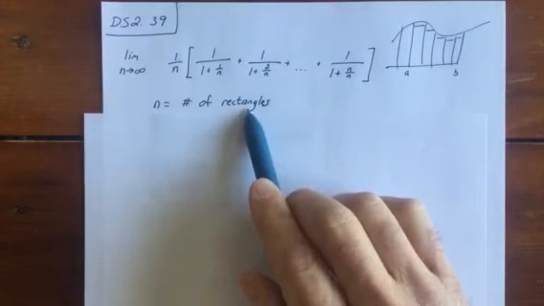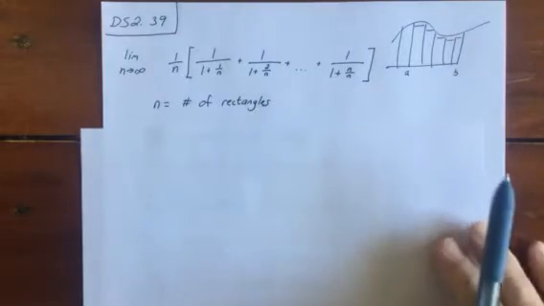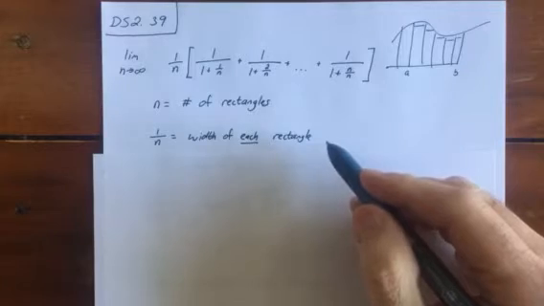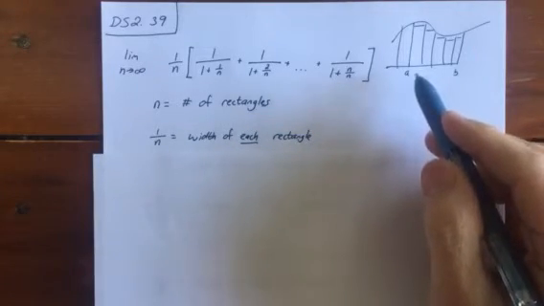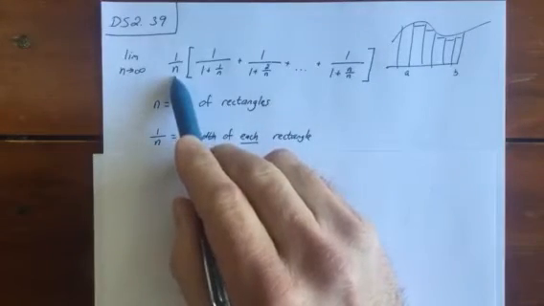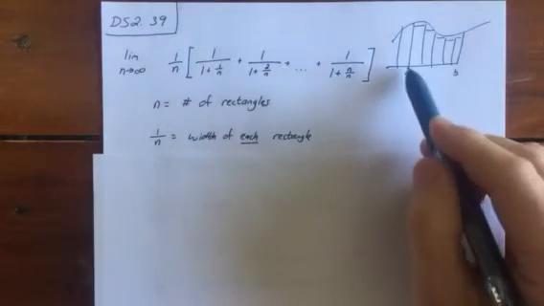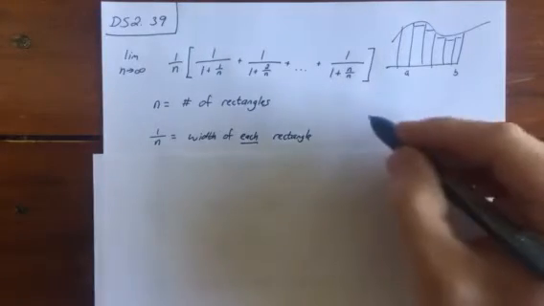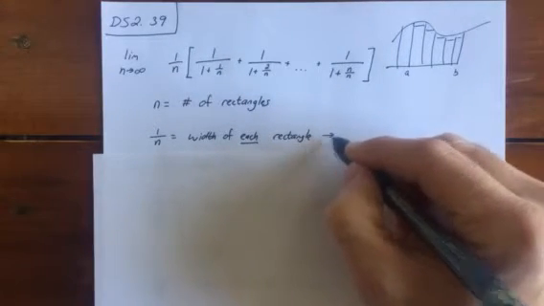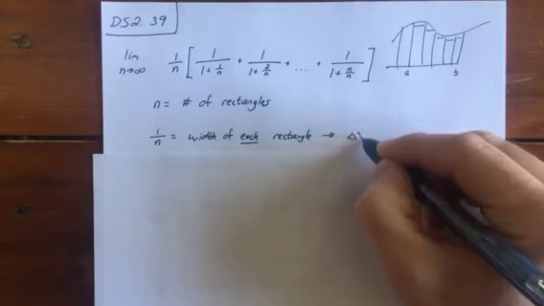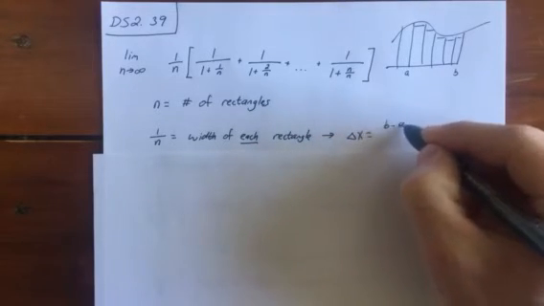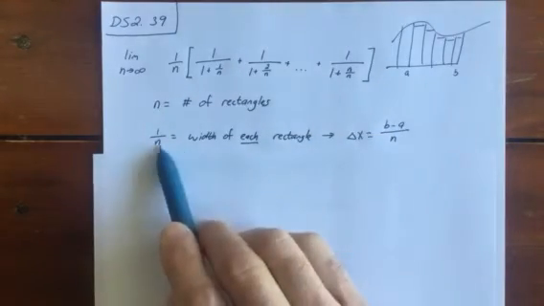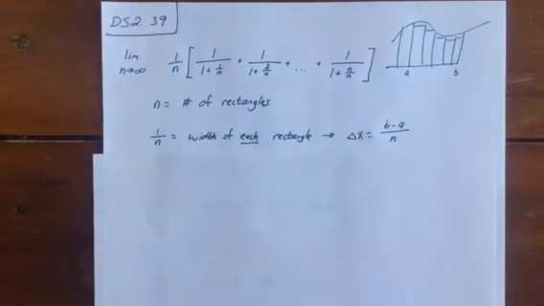All right, so if n is our number of rectangles, we might be able to infer a couple of things from that. 1 over n then became the width of each one of those rectangles. That 1 over n out in front was very often the width of every one of those rectangles when they were split up regularly. If you remember, we had a formula for the width of each rectangle: delta x is equal to b minus a all over n. That is exactly what's happening here, and the n in the denominator in both cases is the same.